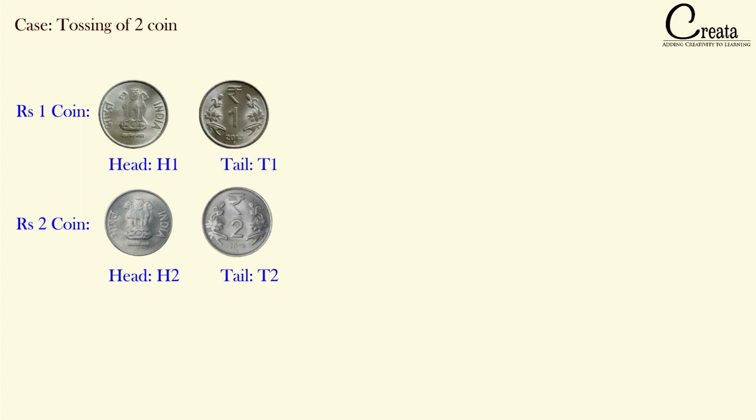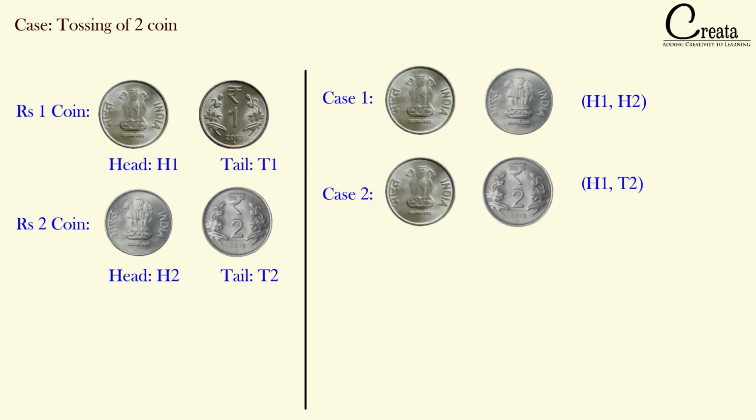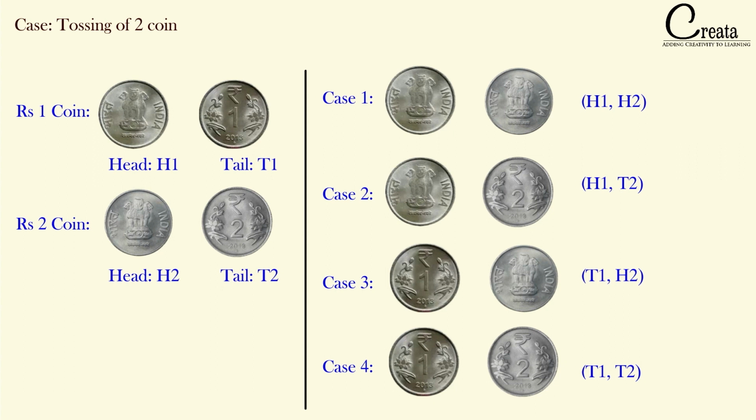So we can get different possibilities. The first is that we can get head and head, or we can get head and tail, that is head in the first and tail in the second, or we can get tail in the first and head in the second, or we can get tail in both the cases. So we can get a total of 4 scenarios.